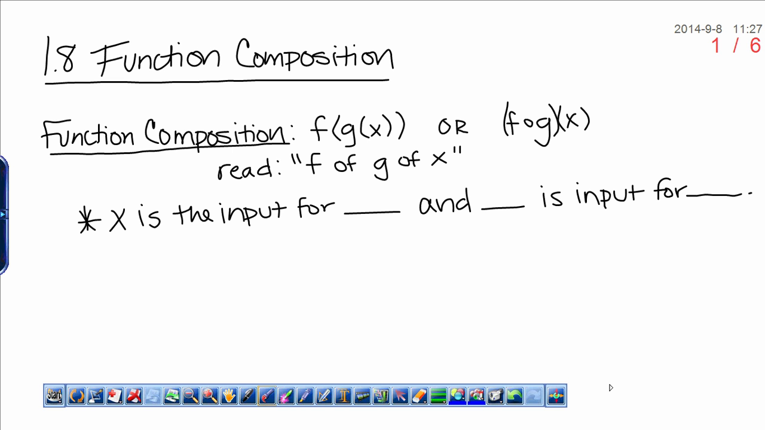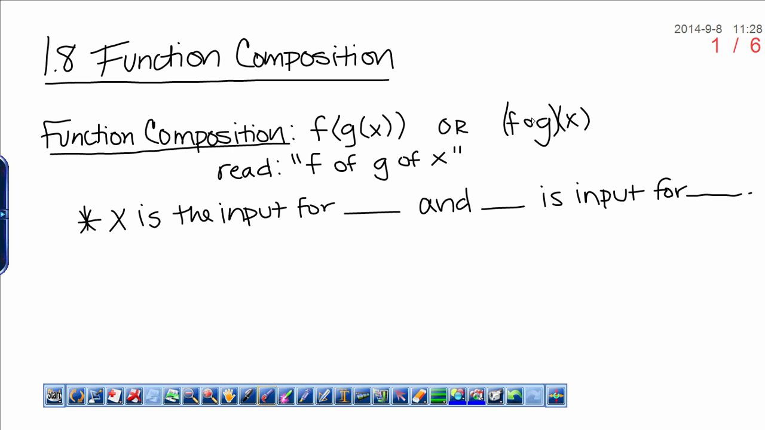Okay, so today we're going to talk about function composition, meaning taking one function and putting it basically in another function. The way you'll see it written are either of these two ways, and both of them are read f of g of x. This is like a little mini O in the middle of the line. It kind of looks like fog, but it's really just an open circle in the middle.